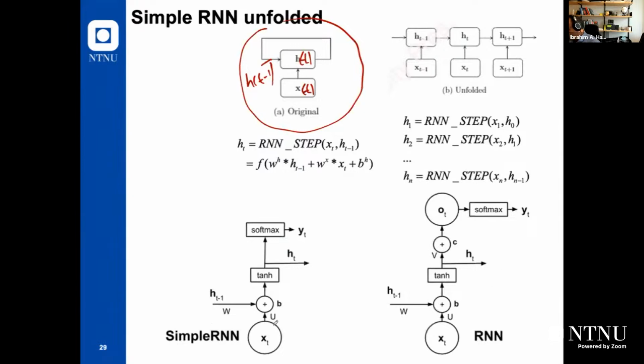This is simple RNN, and this is RNN, in fact. So RNN is more complex than simple RNN. In the simple RNN, we use hyperbolic tangent. We use softmax also for calculating probability. So, for example, if you want to train a model to predict the next word, it will give you the next word with a probability.